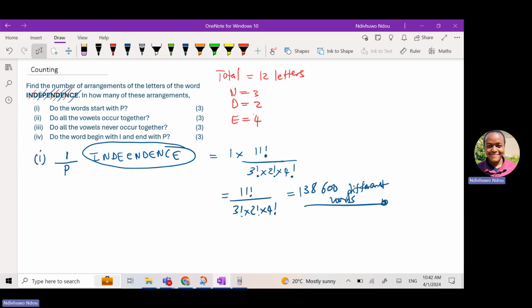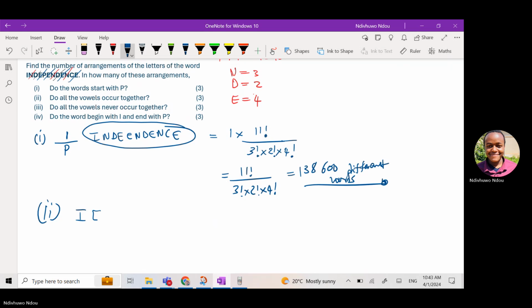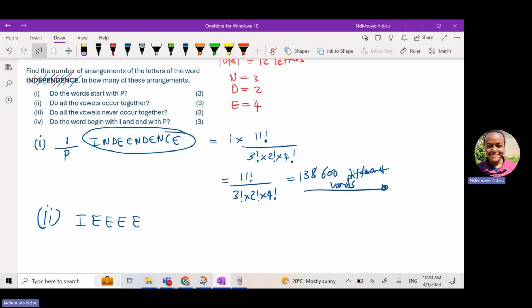Let's go to number 2, Roman figure 2. It says, in how many of these arrangements do all the vowels occur together? We want to know, if all the vowels must always be together, how many different words can we form? So what are your vowels? Your vowels are I, E, which is how many of them? 4 of them, 1, 2, 3, 4. I think those are the only vowels in the word independence.